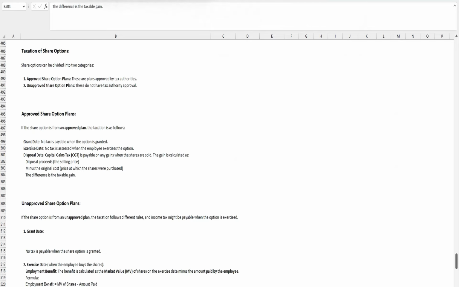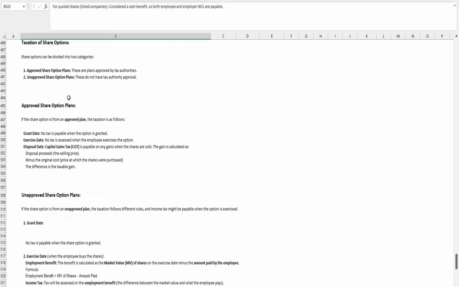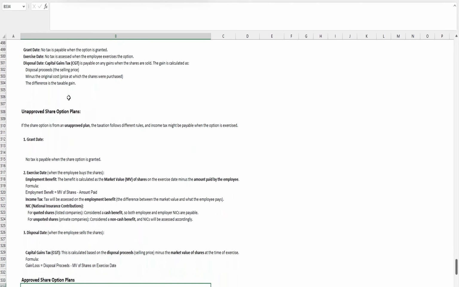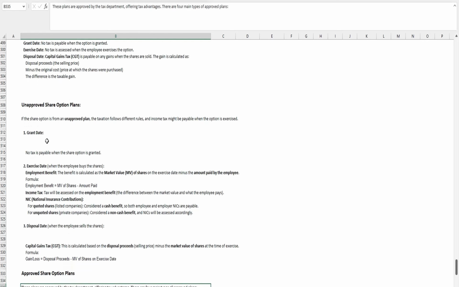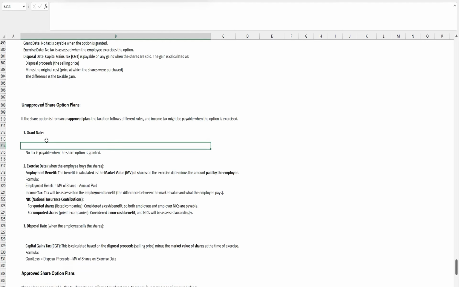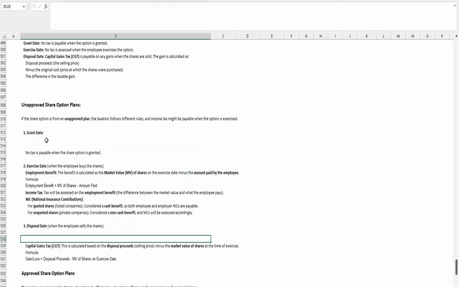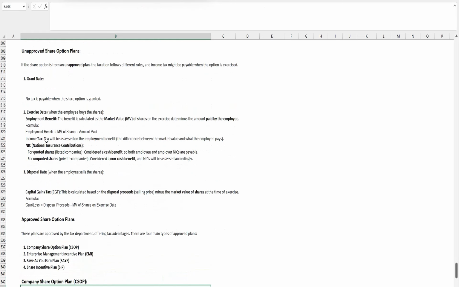Okay, so now let's talk about what will be the tax consequences in case of an unapproved share option plan. If the share option plan is unapproved, it means it is not as per the rules of HMRC. In that case, the following will be the tax consequences. On the grant date, no tax is payable when the share option is granted, but on the exercise date, when the employee buys the share, then an employment benefit arises.